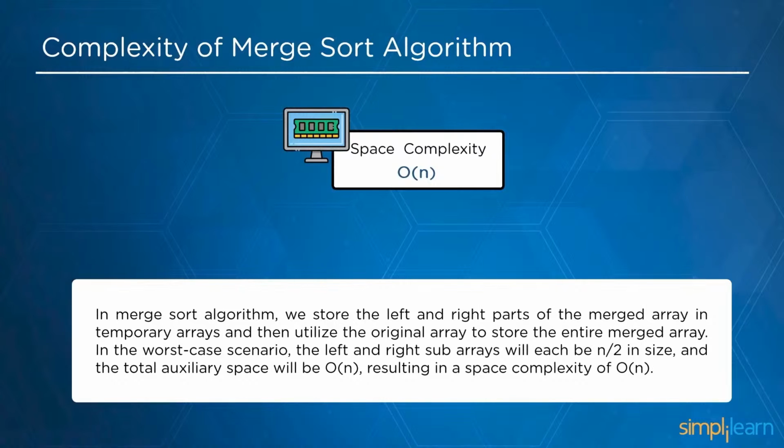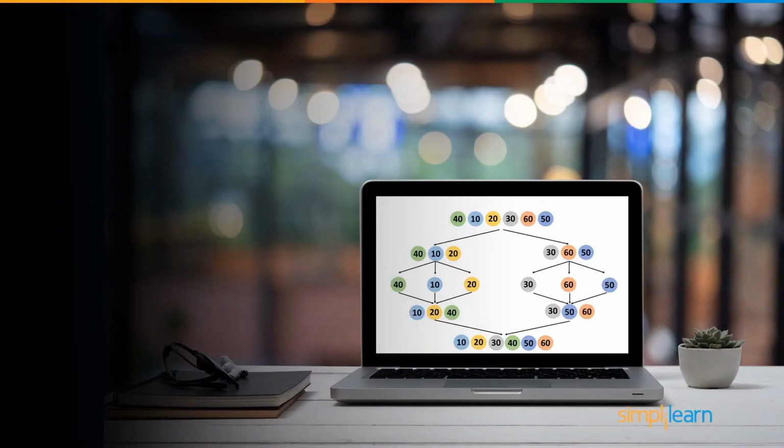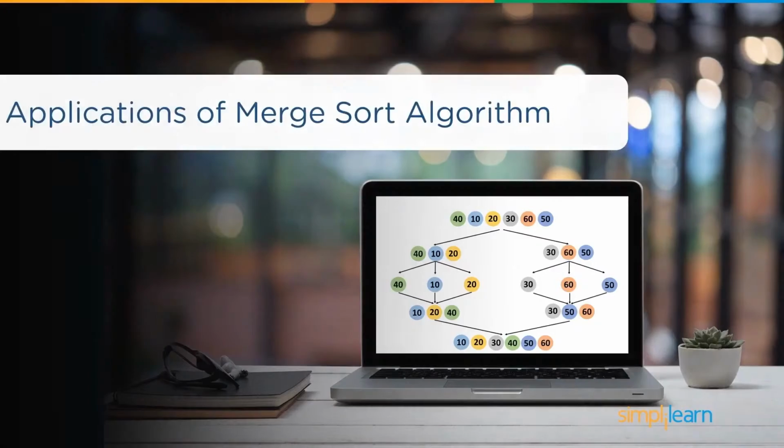In the merge sort algorithm, we store the left and right parts of the merged array in temporary arrays and then utilize the original array to keep the entire merged array. In the worst case scenario, the left and the right sub arrays will each be n by 2 in size, and then the total auxiliary space will be big O of n, resulting in a space complexity of big O of n. Following that, we will look into several applications of the merge sort algorithm.